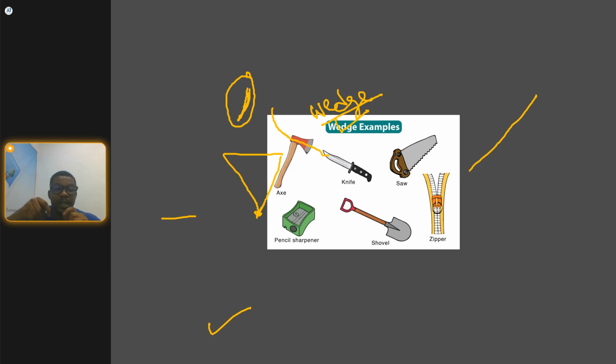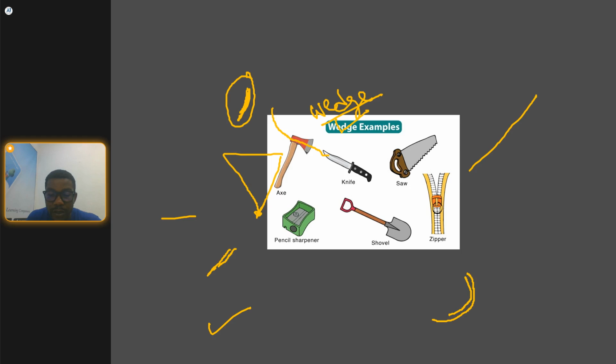And that is why when you dip the pencil inside the sharpener, you notice that some particles will drop, and the tip of your pencil becomes more sharpened. So the design of the sharpener is just like the design of the mouth of an axe. So it also has a what? A wedge at this portion, which actually helps you to sharpen your pencil. The shovel also has the design of the wedge at this particular point.